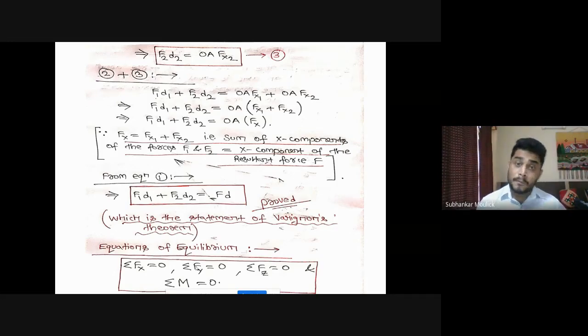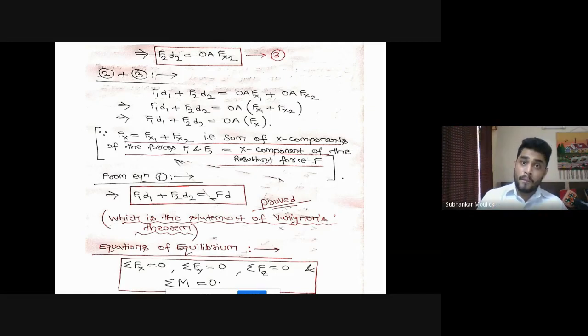But now since moment is also acting on a body along with force, the equations of equilibrium will change. Now for a body to be in equilibrium, the summation of all the forces along all the axes should be equal to 0, as well as the summation of all the moments along all the axes should be equal to 0. If moment is not acting on the body, or if the body is not rotating in nature, then there is no need to check; then you only check Fx, Fy, Fz equal to 0.